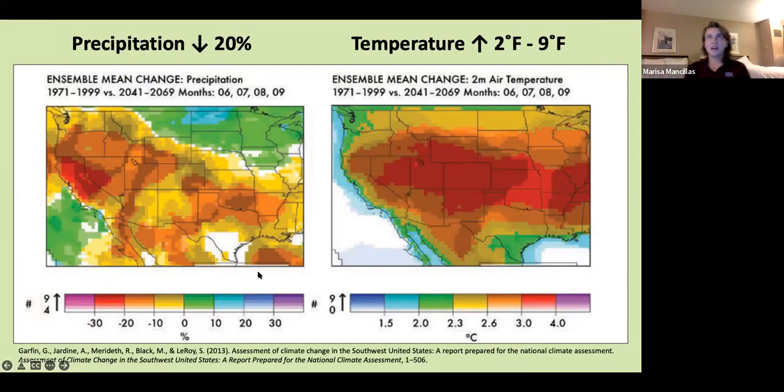So the thought process, or the impetus to my project, is in the context of global climate change. Some models predict that in the next 50 years, there will be an average decrease in precipitation by 20% in the Southwest, and also an increase in mean temperature by about 2 degrees.